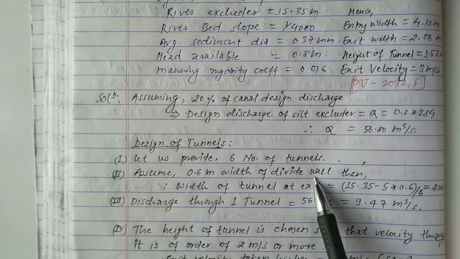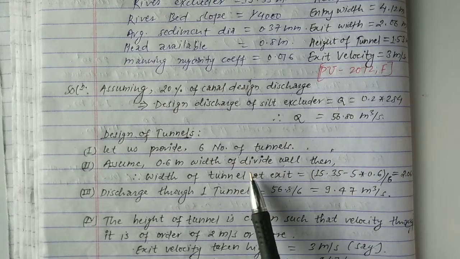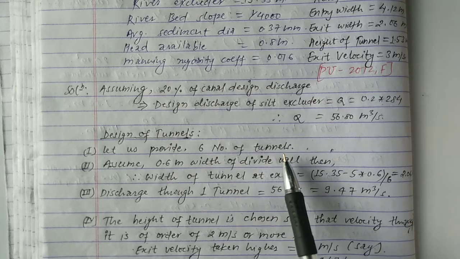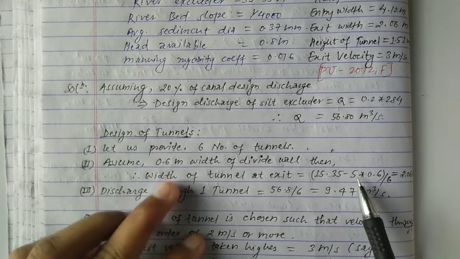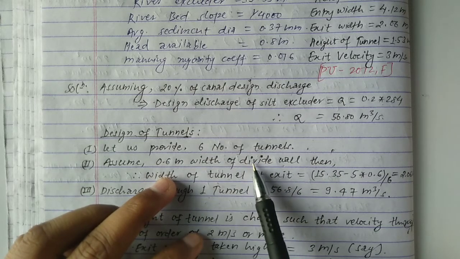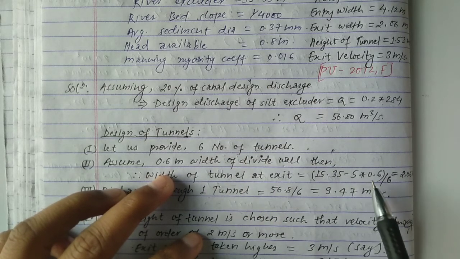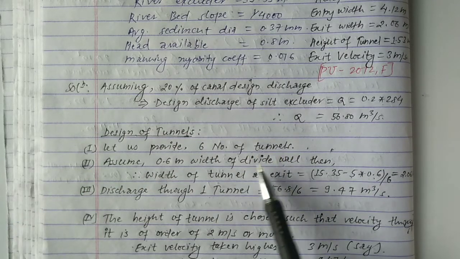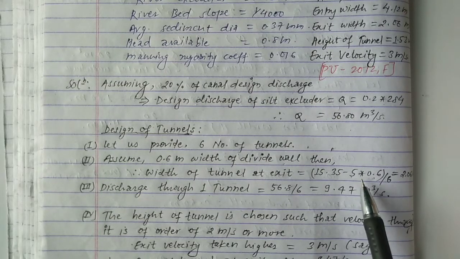For this we have to account for the divide walls, and as we already discussed, we are going to provide 6 tunnels. That's why we have to subtract this width multiplied by the number of walls. We have to calculate the total width of divide wall, which is taken as 5 into 0.6. Why do we multiply this? Because whenever we take 6 tunnels, the total width of divide wall becomes 5 times 0.6. So we have to subtract this value from the width of the silt excluder.